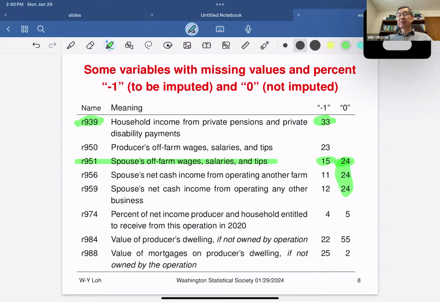And then there are also sometimes conditional questions, like here, value of producer's dwelling if not owned by operation. 22% should have an answer, but it is not provided by the respondent. 55% are coded 0, which means that, I assume, the word producer and operator are used interchangeably, a little bit more than half of the respondents have their dwelling owned by the operation. So you should not impute them because they are not relevant to this question.